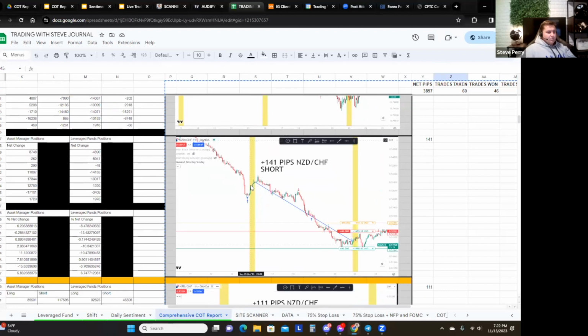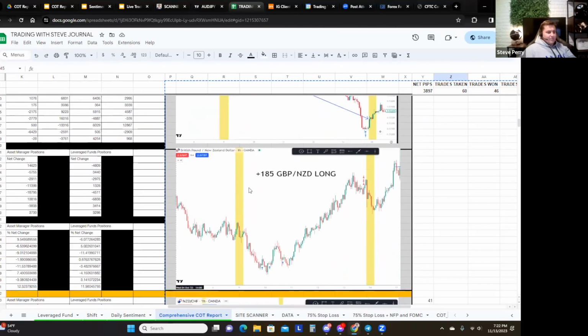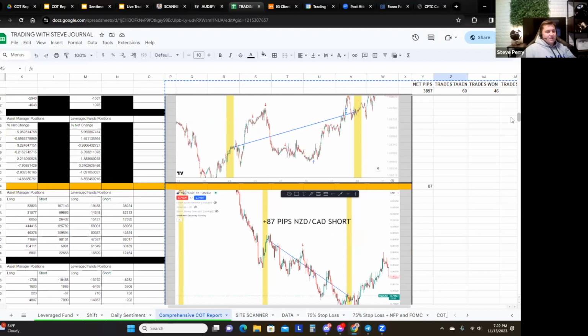Then you got this one, plus 141 pips, starting the week there to there. Here's the NZD franc, start of the week here to there, and then pound Aus. Yeah, we'll stop here, but here's the pound New Zealand, start of the week here to there. So this is really just amazing, just taking the top two shift trades.